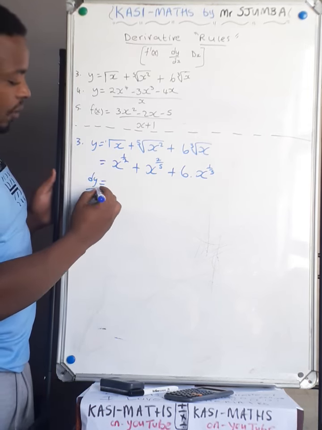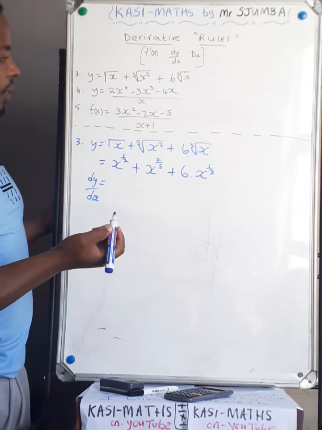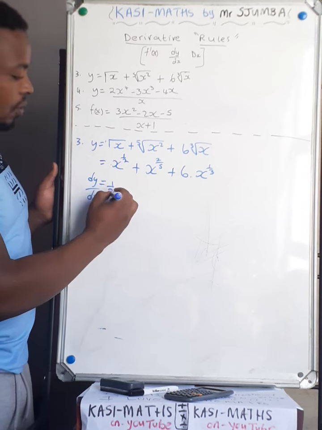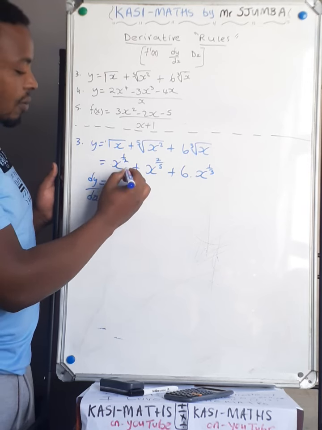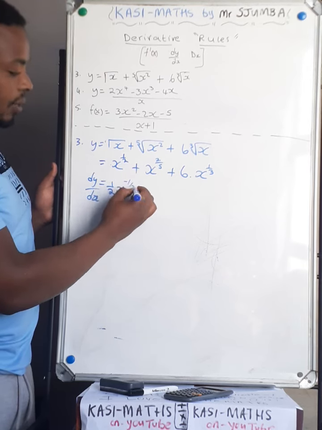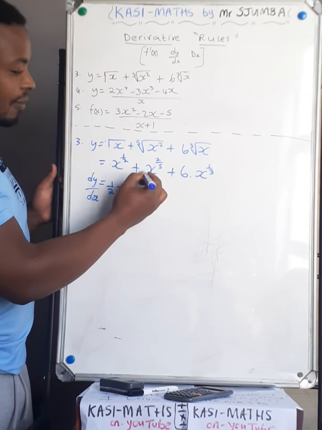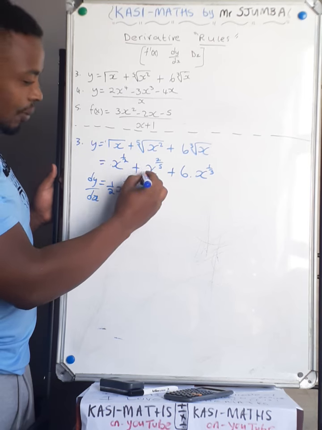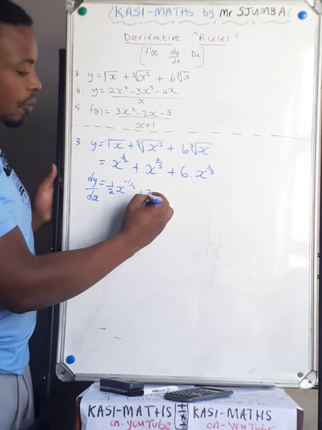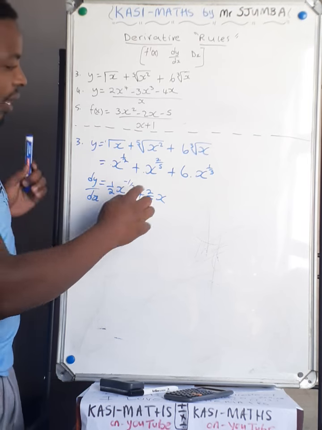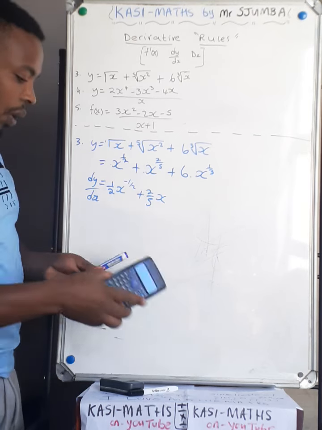We're just going to write dy/dx. The derivative of the first term: one half multiplied by the power, so it's 1/2 x to the power of 1/2 minus 1, which is negative 1/2, plus 2/5 multiplied by 1, because we know there's a 1 now, then x to the power of 2/5 minus 1.